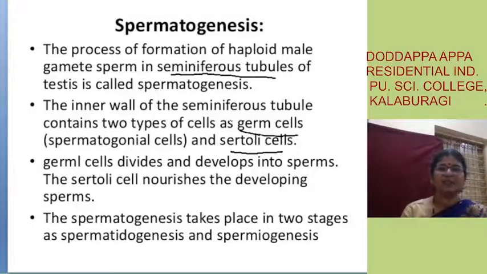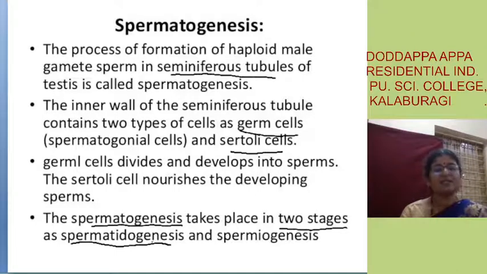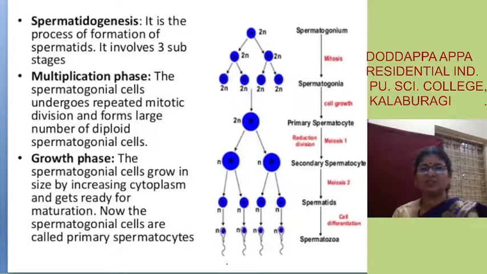Fine. And spermatogenesis usually takes place in two stages. They are called spermatidogenesis and spermiogenesis. We taught this in the class, you can remember it like that. So spermatogenesis is studied under two stages. The first stage is spermatidogenesis and the second is spermiogenesis. Now let us go to the next slide.